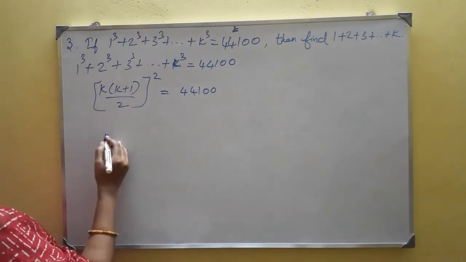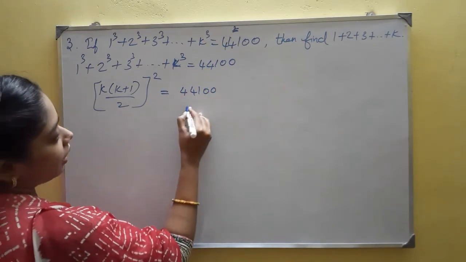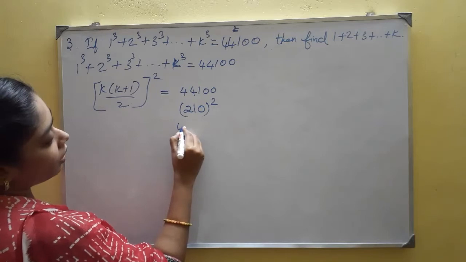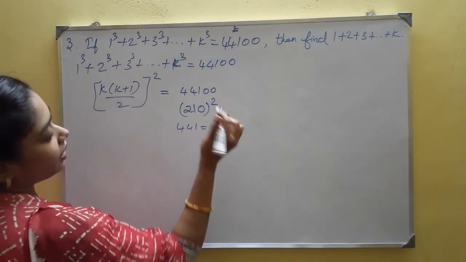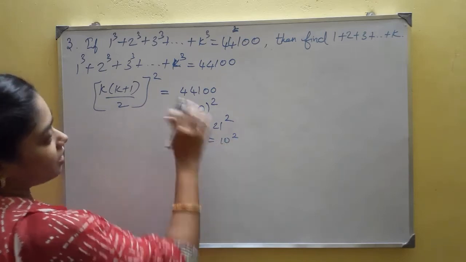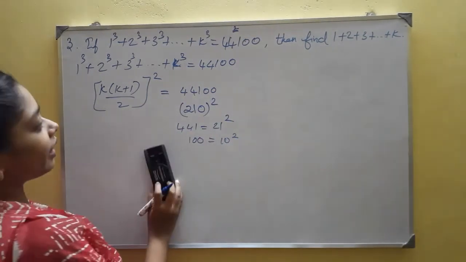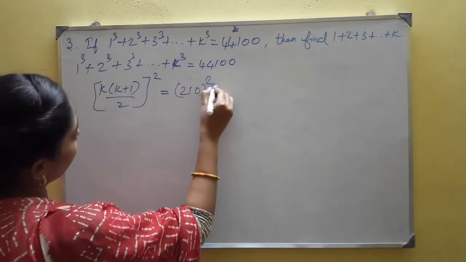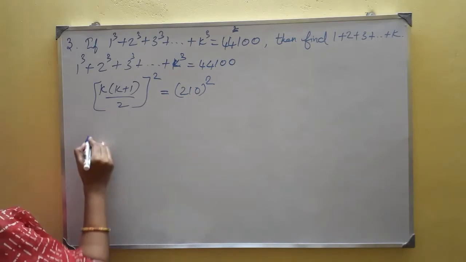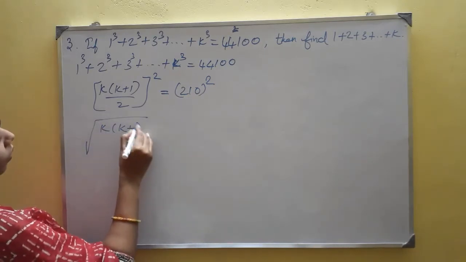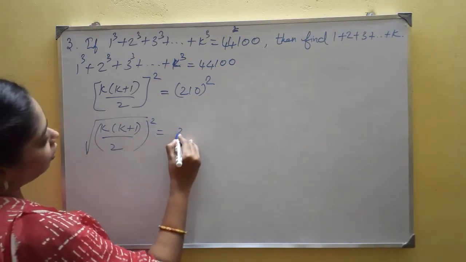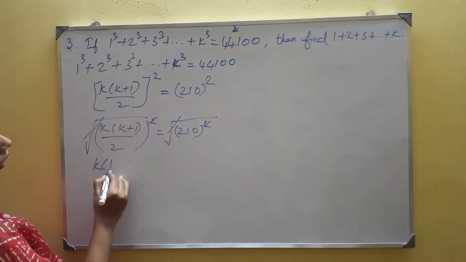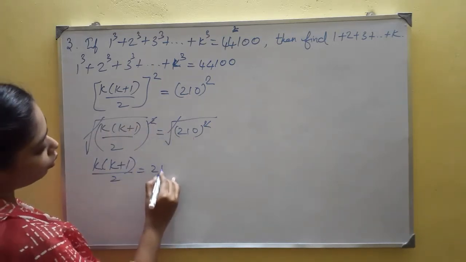44100. Now this also can be written as, actually 441 is 21 square, and this 100 is 10 square. It is getting multiplied here. So we can directly write 210 whole square. Taking square root on both sides, what will happen? k into k plus 1 by 2 whole square equals 210 whole square. Taking square root on both sides, it will get cancelled. So k into k plus 1 whole divided by 2 equal to 210.